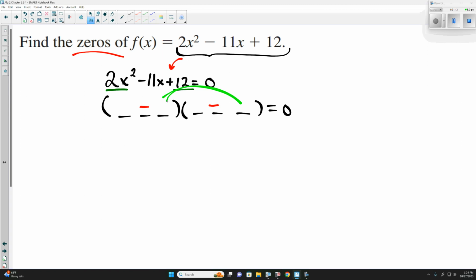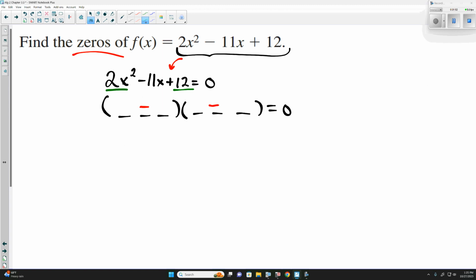Now, when we check the middle term, we multiply these two times these two, and then add those two together. If the middle term is negative and the signs are the same, it means we're adding two negatives. If the middle term is positive, that means we're adding two positives. That's why it works that way, and that's why I kind of like that method, because it makes it a little bit easier.